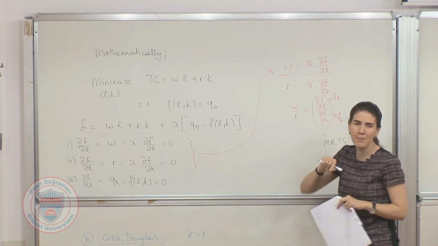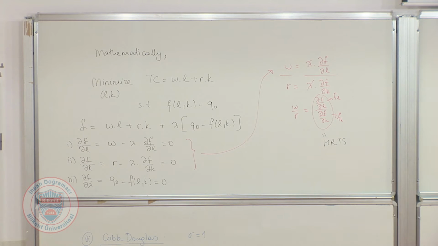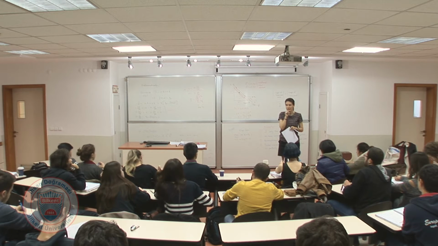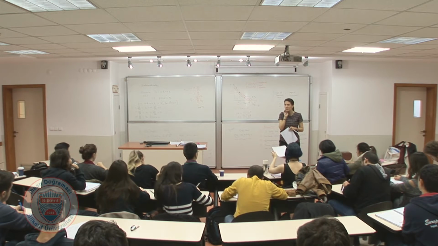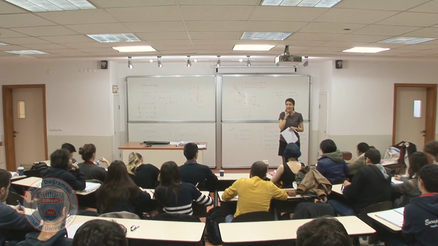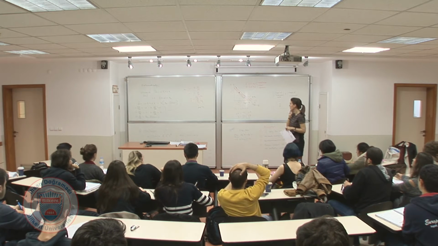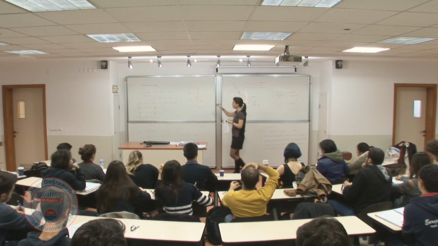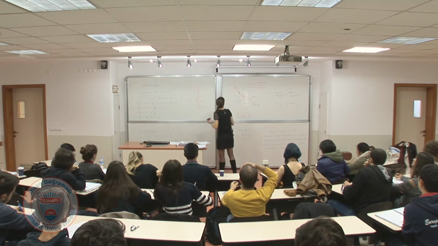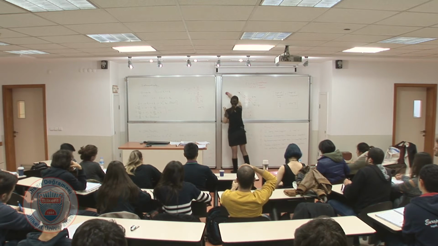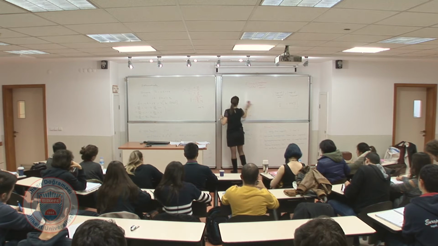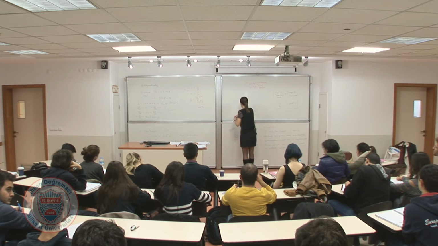So what about lambda? Remember in consumer theory, how did we call lambda? Lambda was the marginal utility of income. Now let's see what it means here. So let's see what lambda is.